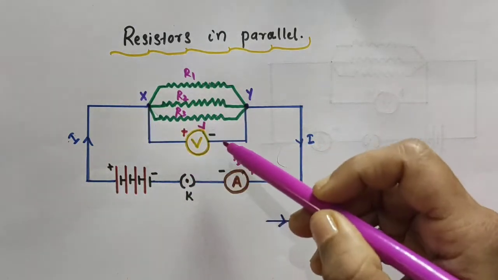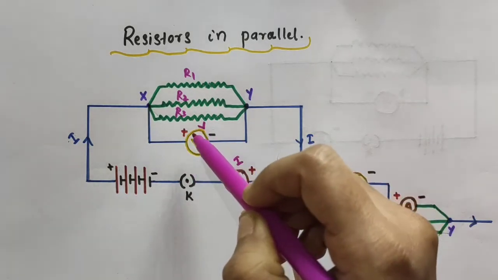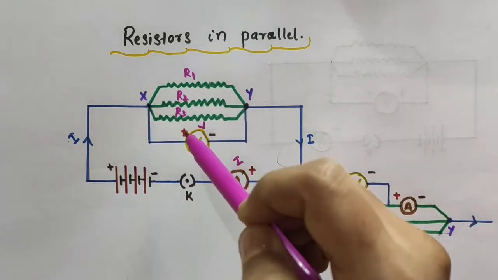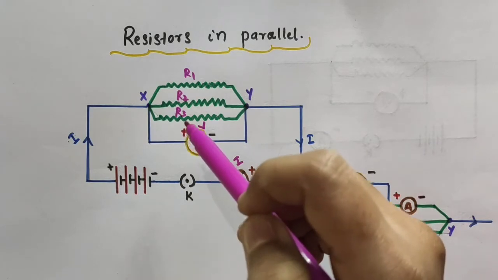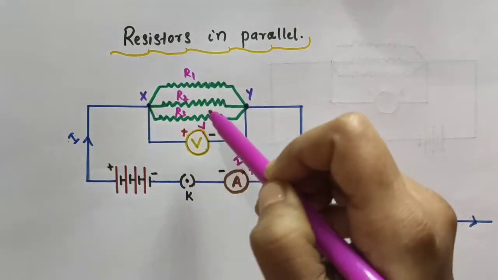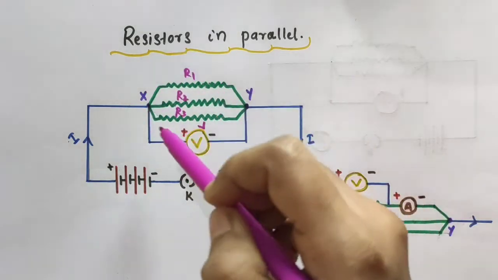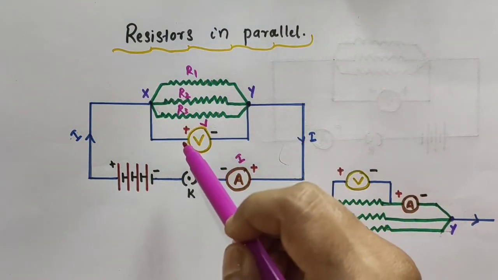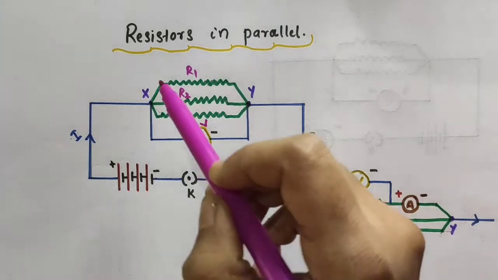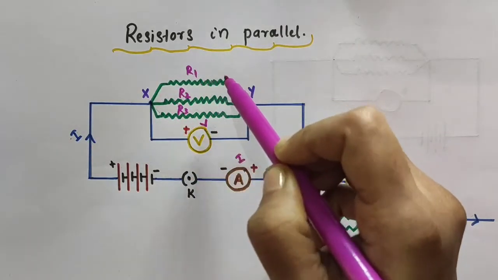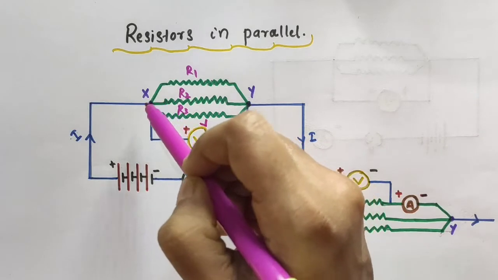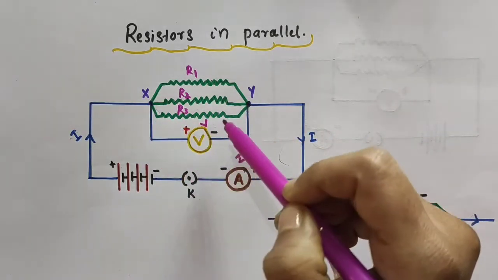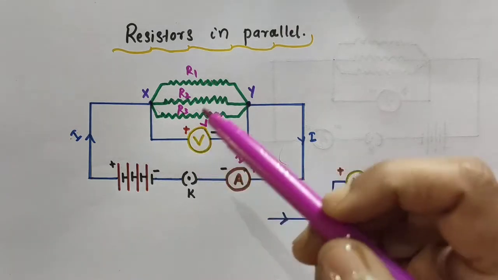Right, what does it mean actually? You can see one voltmeter connected here across the two common points X and Y. So this voltmeter is connected across the parallel combination of these three resistors having resistances R1, R2 and R3 respectively. But you can see that the same voltmeter is connected across the two terminals of the first resistor, the second resistor, and the third resistor. What does it mean actually?